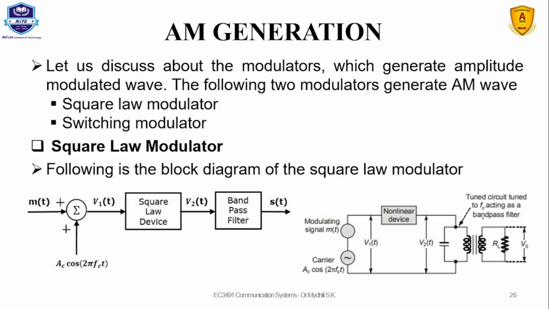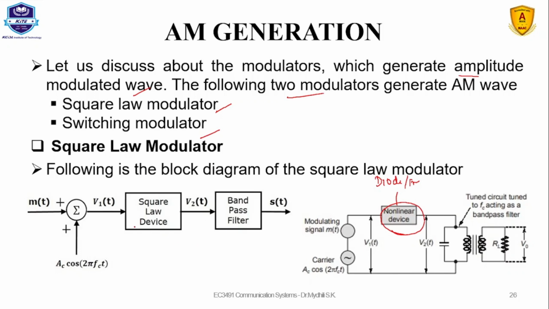Next topic, what we are going to see here is with respect to AM generation. So let us discuss the modulators which generate this amplitude modulated wave. What are the two modulators used to generate the AM wave? They are the square law modulator and the switching modulator. First, looking into the square law modulator, it involves a non-linear device. A non-linear device is nothing but a diode or a transistor.